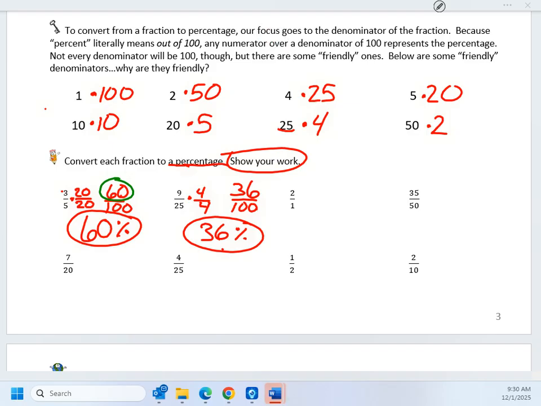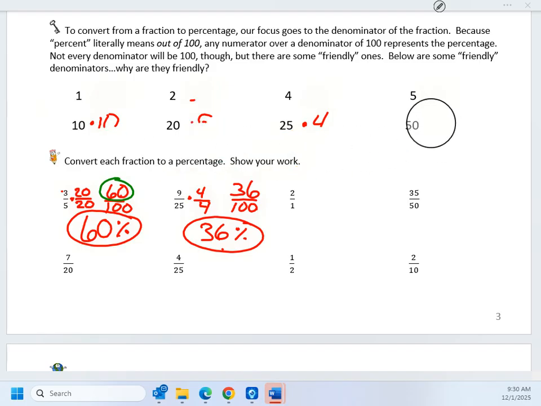So that's our first page. Let's look at our second page.